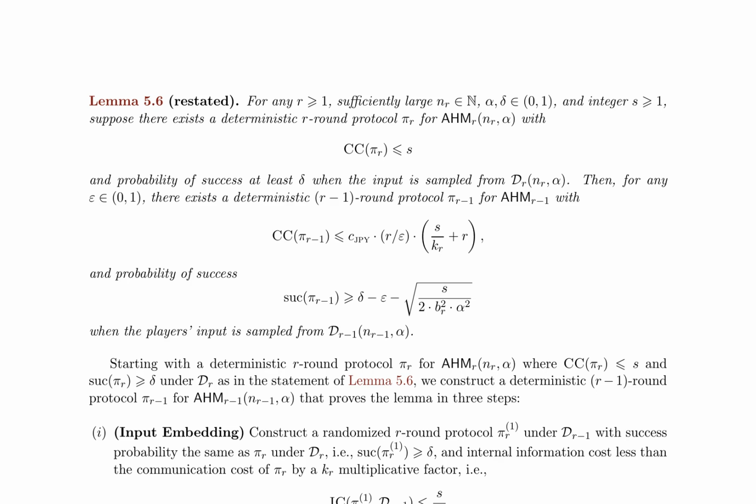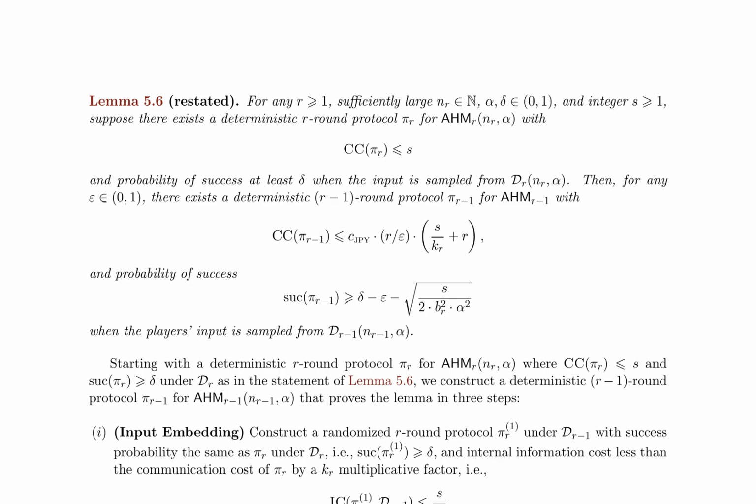The construction of pi r-1 involves 3 steps. First, a randomized r round protocol pi 1 r is constructed under the distribution D r-1, which has the same success probability as pi r under D r, but with an internal information cost less than the communication cost of pi r by a k r multiplicative factor. This is achieved through input embedding, where the input, A r-1, B r-1, is embedded in a simulated input instance, A r, B r, for AHM r.